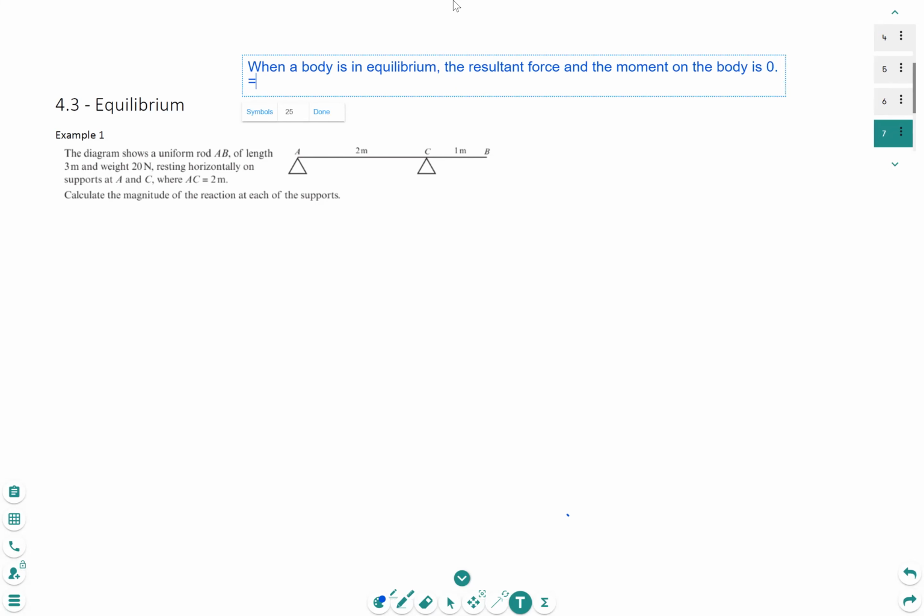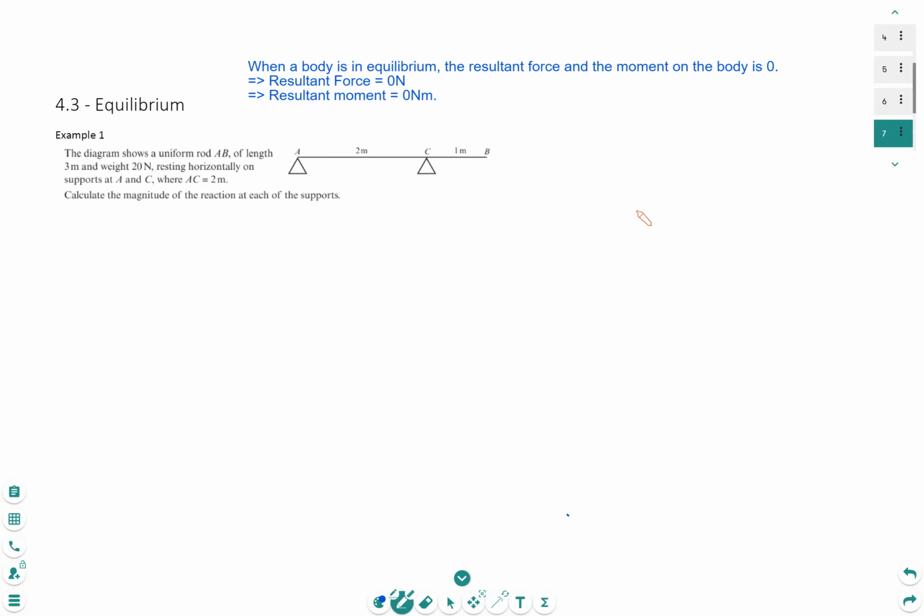So we'll do two calculations on it. Resultant force equals 0 Newton, and the other calculation is resultant moment equals 0. Now we're going to focus on these two points to do our calculation. The first point is resultant force equals 0, and resultant moment equals 0 is the second point. So let's have a look at the first example.